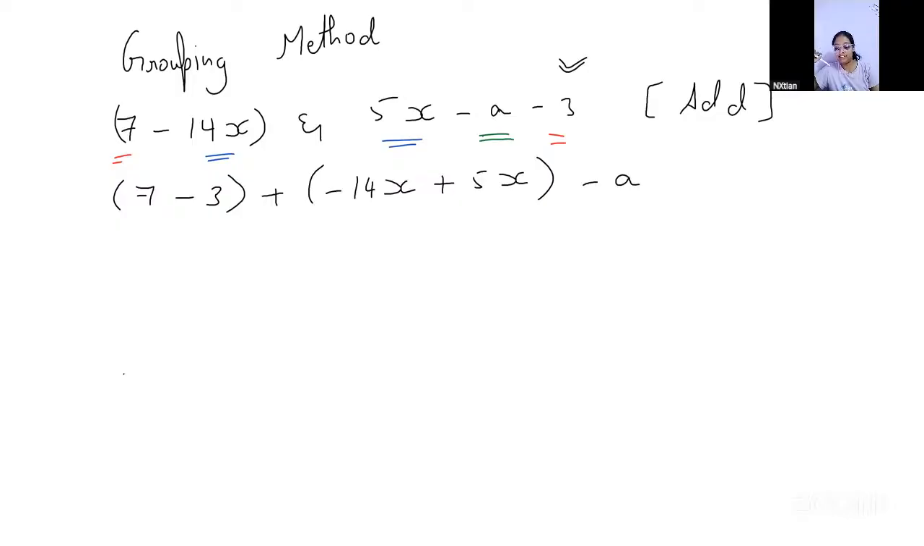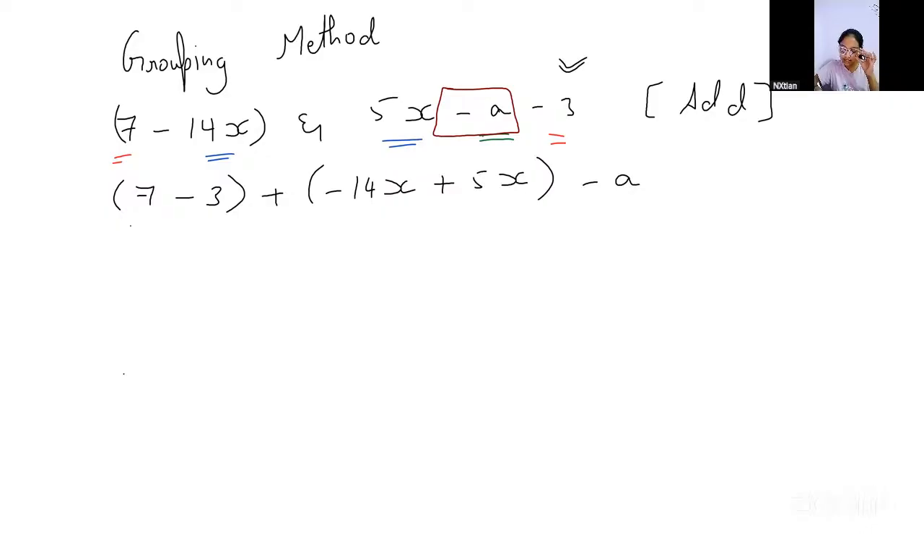Why did you not put plus a? Plus a, no, minus a, because a is in minus. Take a look here. A is in minus. Ma'am, why did we put a plus in the middle of minus 7 and minus 14, and why will we not put a plus in the middle here?